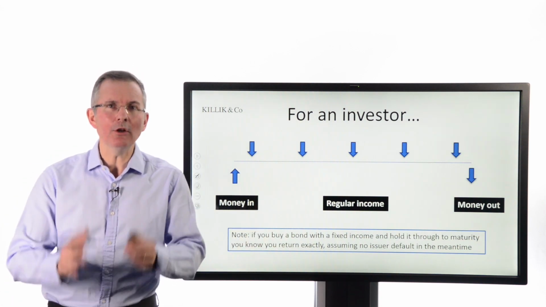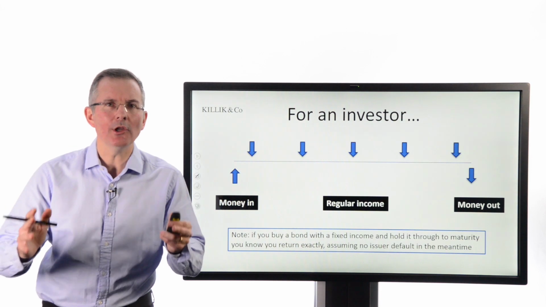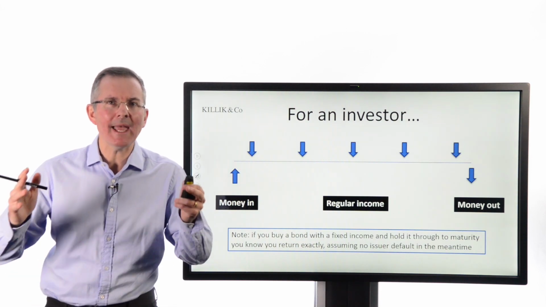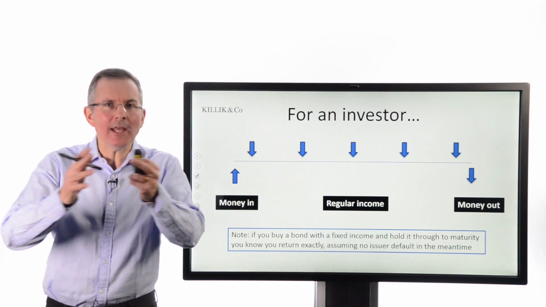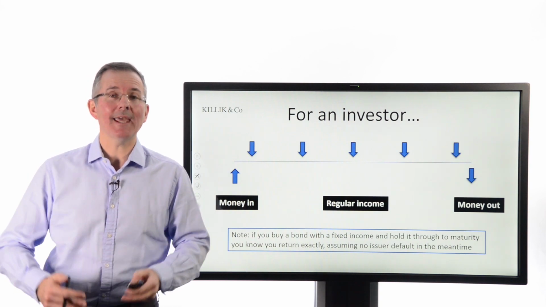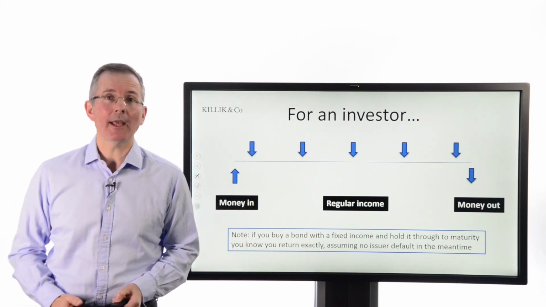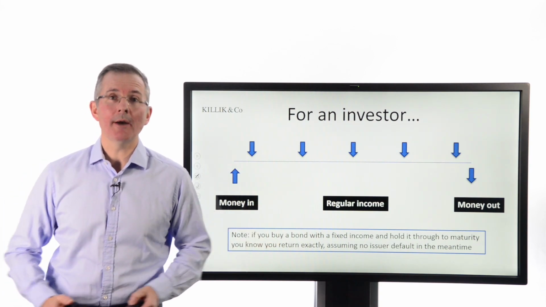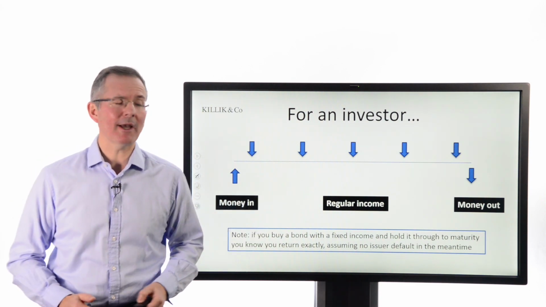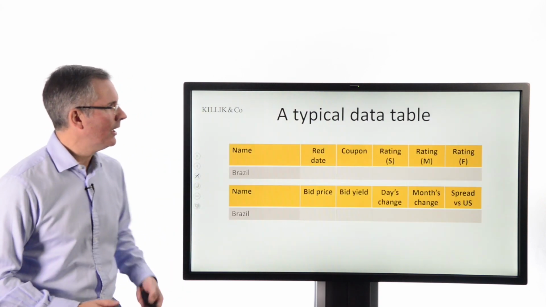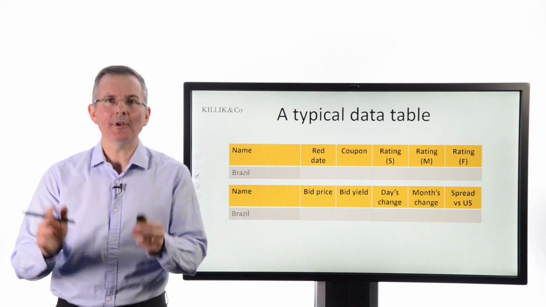Now, if you're somebody looking at these IOUs, looking at bonds, how do you make head or tail of a standard data table that you might see at the back of the FT, you might see on a website, you might discuss with a broker, okay? How do you make head or tail of the information in there? Well, that's what I want to focus on now. Let's look at the content of a typical data table.